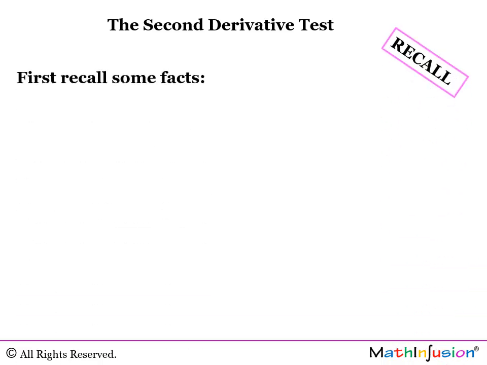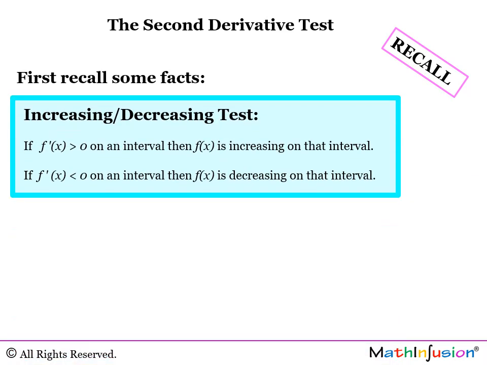We will start by recalling some facts. Increasing-decreasing test. If the derivative of a function is positive on an interval, then the function is increasing on that interval. If the derivative of the function is negative on an interval, then the function is decreasing on that interval.